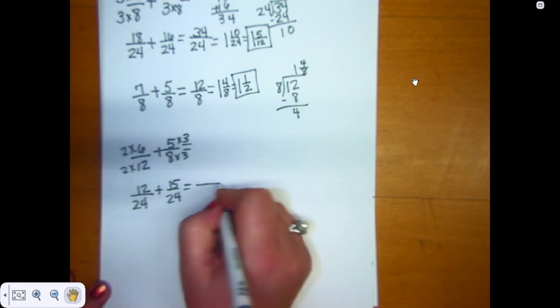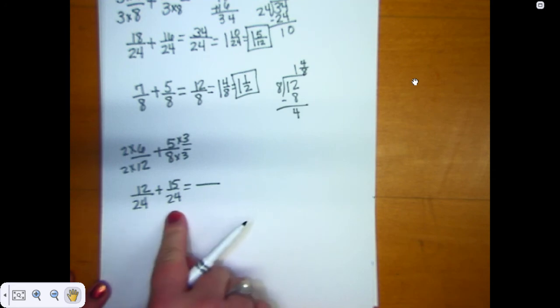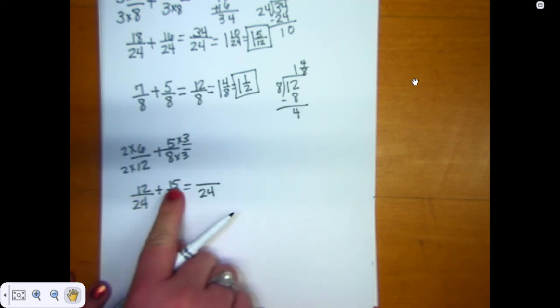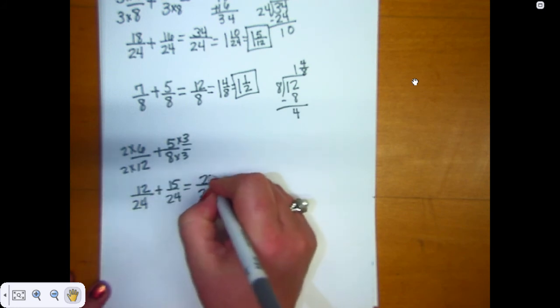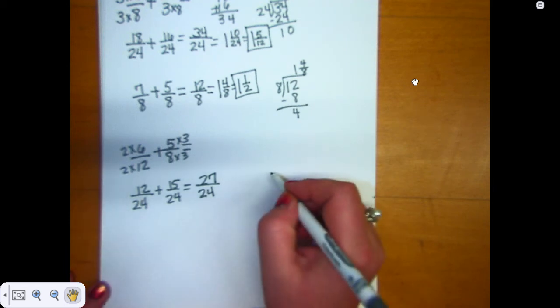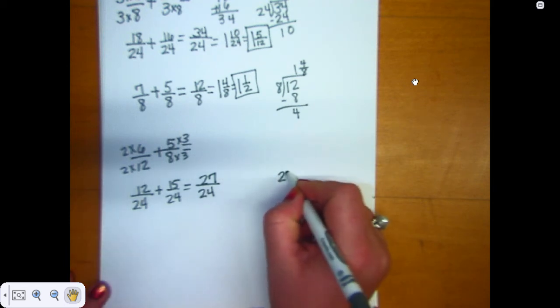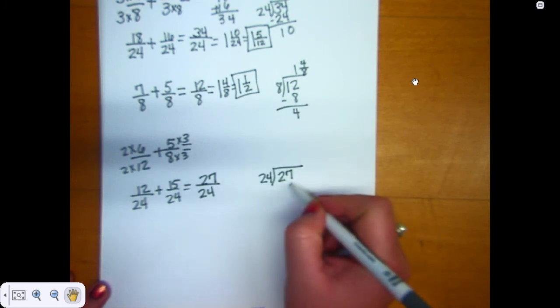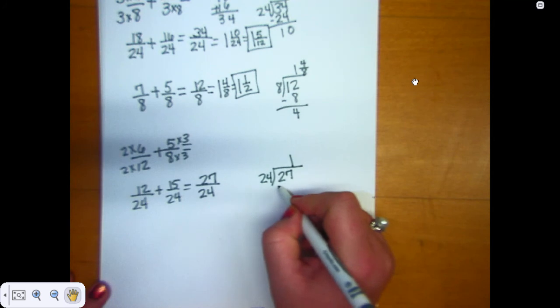Now, my denominators are the same, so I'm going to bring it over. And 12 plus 15 is 27. I realize that that is an improper fraction. It's too top heavy. So I have to divide 27 by 24. 24 will go into 27 one time.